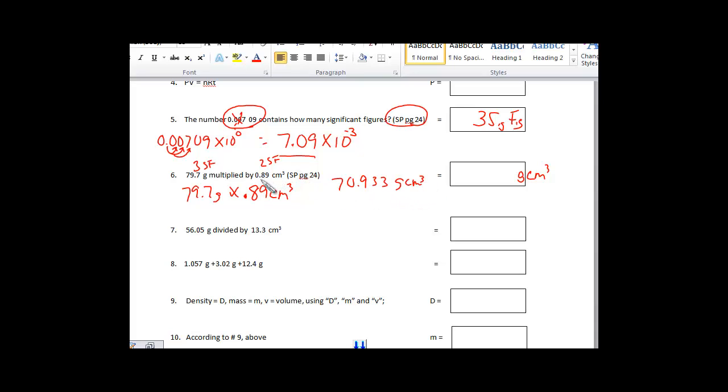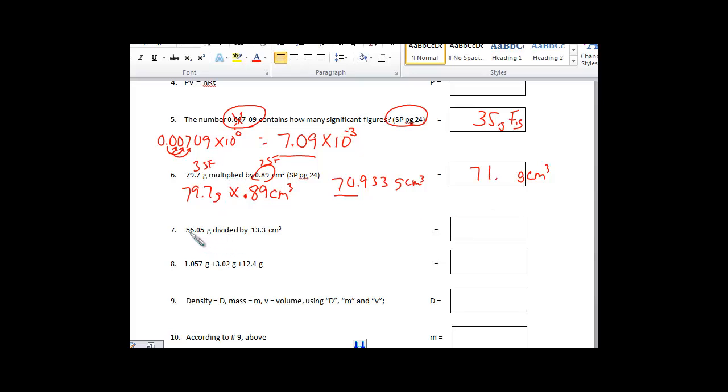Well, we have to reduce this to 2 significant figures, okay? So we have to express 70.933 as close as we can with 2 digits. Well, that's pretty obvious. It's got to be 71. You got to go up, okay? That's it.